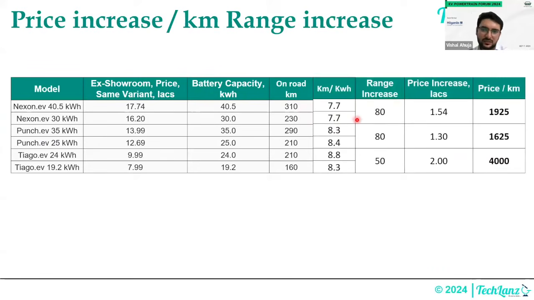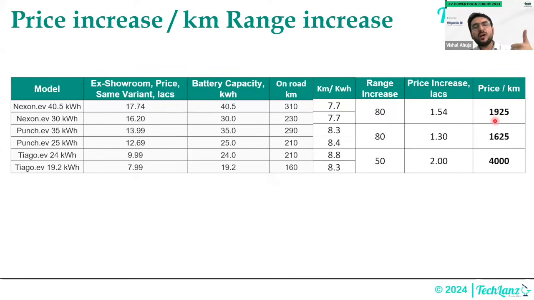If you see the difference in the range, which is 80 kilometers between these two numbers, the price increase is 1.54, right? Now, by increasing the battery capacity by 10 kilowatt hour, you are able to increase the on-road range by 80 kilometers. That means you are spending somewhere around 2000 rupees to increase the range by 1 kilometer. Does it sound logical to you people?